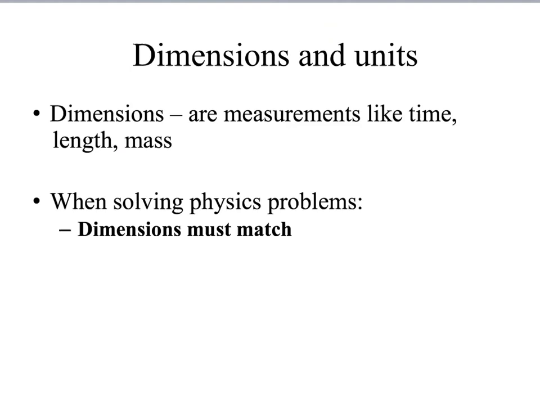Dimensions. The words dimension and unit are very, very similar. Okay. So dimensions are measurements like time, length, and mass, but sometimes they have different units. So we just talked about the international system versus the US system. So for length, you have the dimension of length, but you could use 2 different units. You could use meters, or you could use feet. Okay, so meters and feet are units, but length is a dimension.